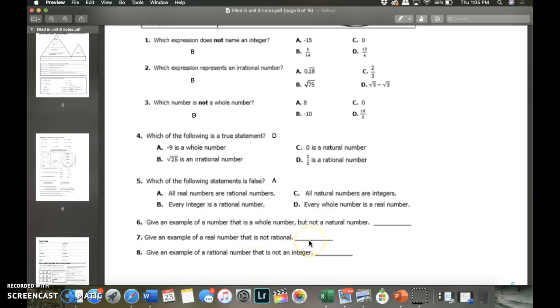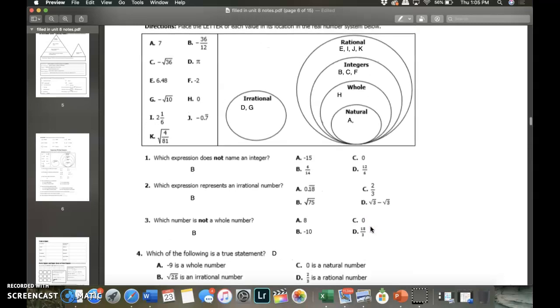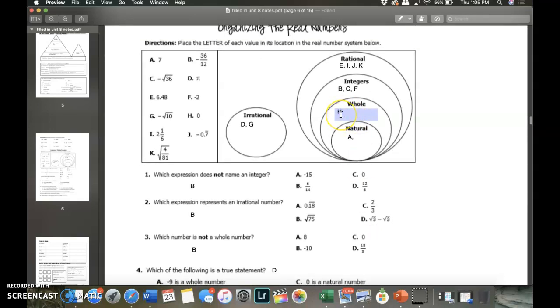Give an example of a number that is a whole number but not natural. Guys, there's only one number. Give an example of a whole number but not a natural number. So let's go up to whole. Whole is 0, 1, 2, 3, 4, 5, so on and so forth. Natural is 1, 2, 3, 4, 5, so on and so forth. So the only number that is a whole number but not natural is 0.